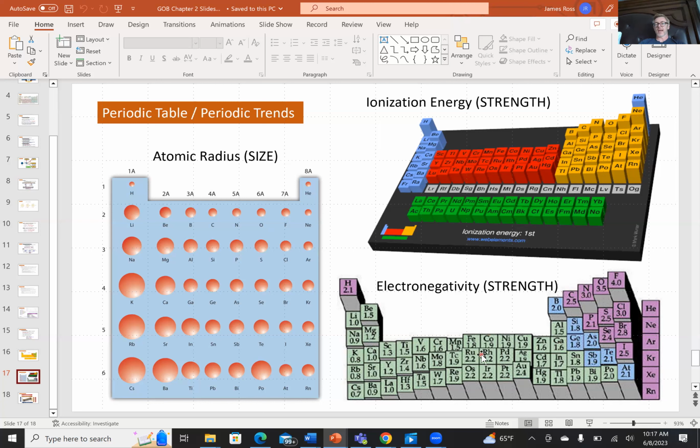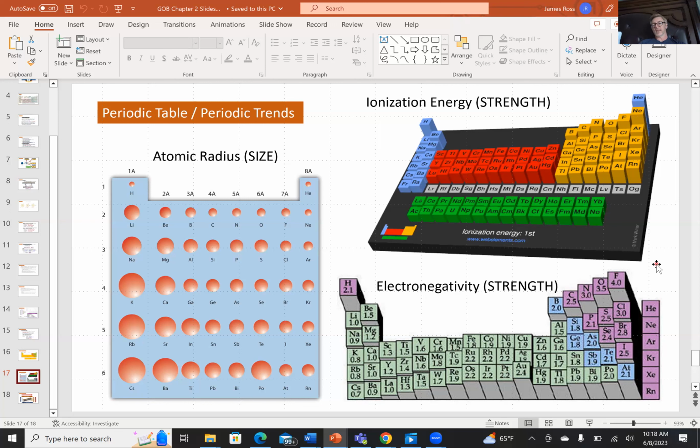Going down here to electronegativity, this is a different measure of strength. Ionization energy is kind of like grip. How tightly does the element grip its electron? Electronegativity is how hard the element can pull another electron towards itself, so it's your pulling power. Same trend as for ionization energy. They tend to get weaker as you go down a group. They tend to get stronger as you go from left to right across.